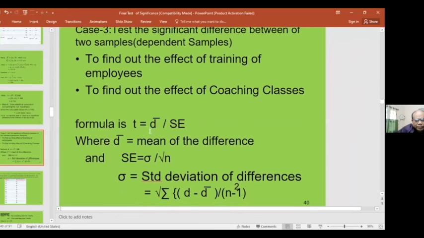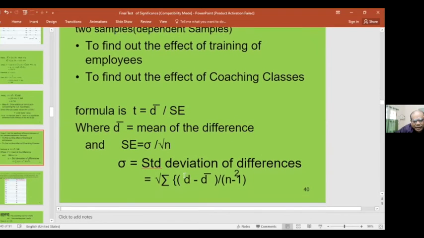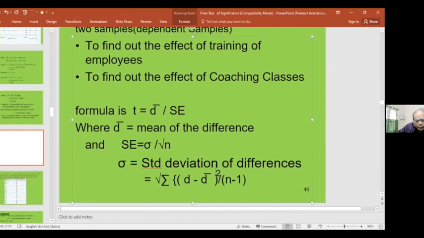So the formula is d bar by SE. Here d bar is the mean of the difference, and SE is, as usual, the standard error, which is always the standard deviation divided by root n. This standard deviation is the standard deviation of the difference. How do you calculate it? Summation of d minus d bar, whole square.